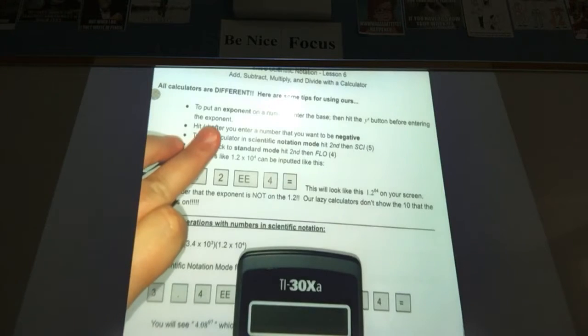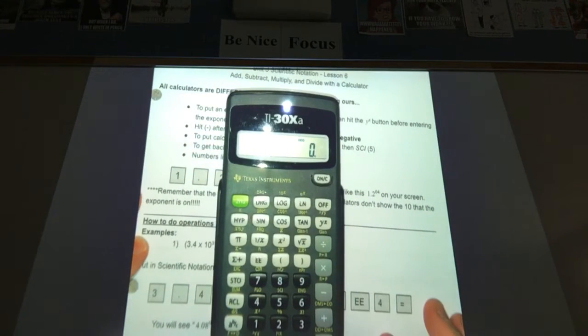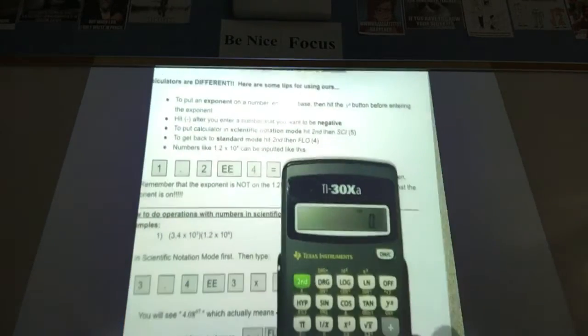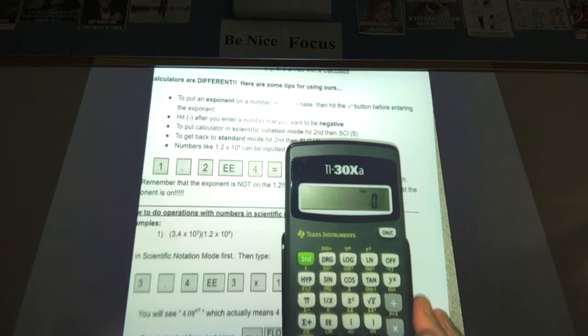To put an exponent on a number, the first thing that you're going to do, I hope you can see that the glare is not too bad. You're going to type a base number. Let's say we have 5 to the 4th power. So you're going to type your base number, and then you're going to hit this button right here, y to the x. I call it the "to the" button, because then you can make it any power you want.